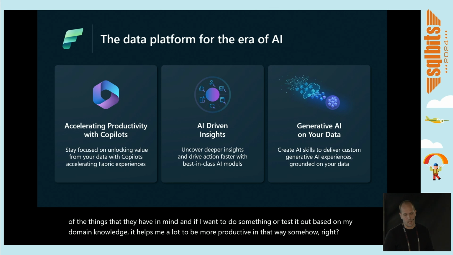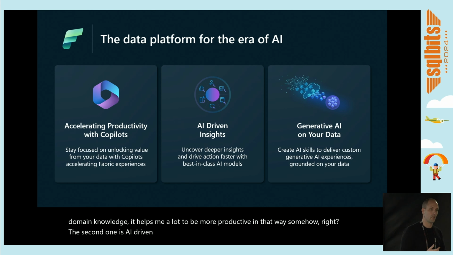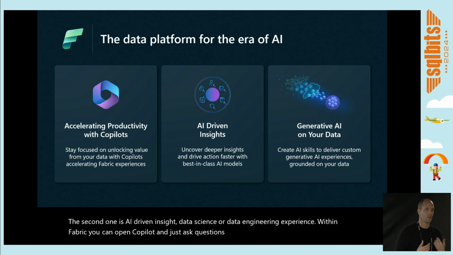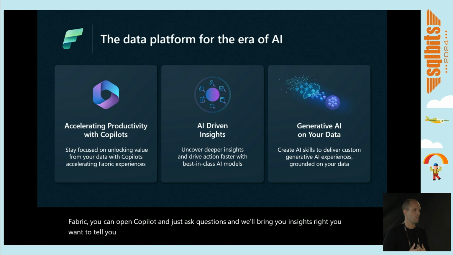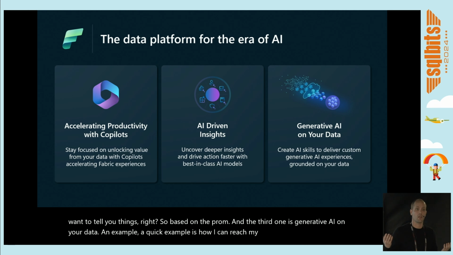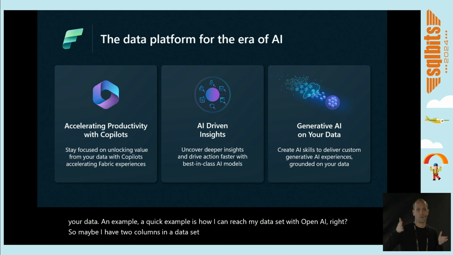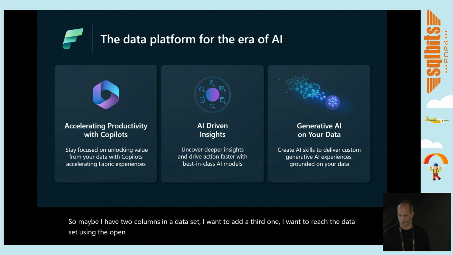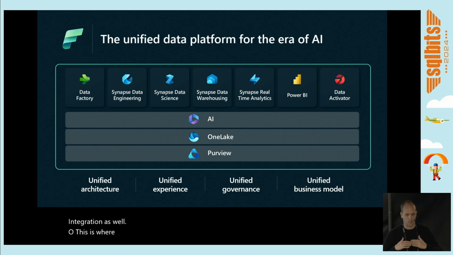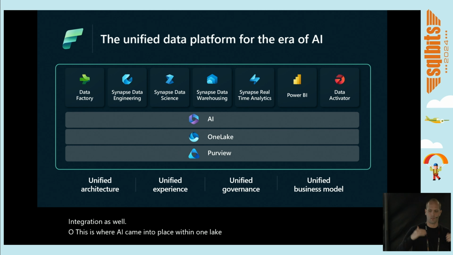The second one is AI-driven insights, like in the data science or data engineering experience within Fabric. You can open Copilot and just ask questions, and it will bring you insights, based on the prompt. And the third one is generative AI on your data. A quick example is how I can enrich my data set with OpenAI, right? Maybe I have two columns in a data set and I want to add a third one. I want to enrich the data set using the OpenAI integration as well. So this is where AI comes into place within OneLake and the different experiences we have in Fabric.